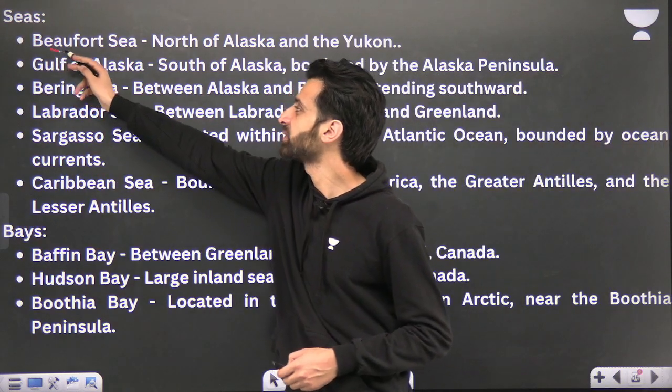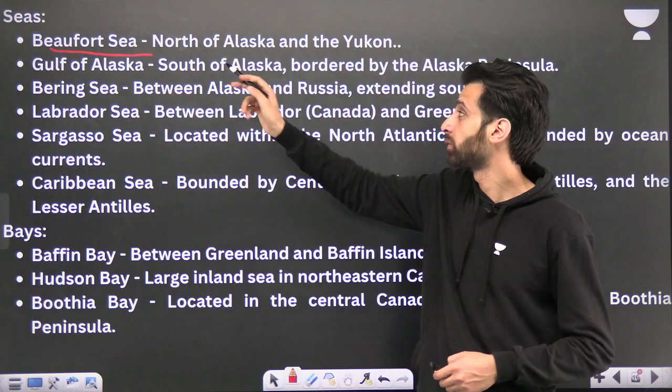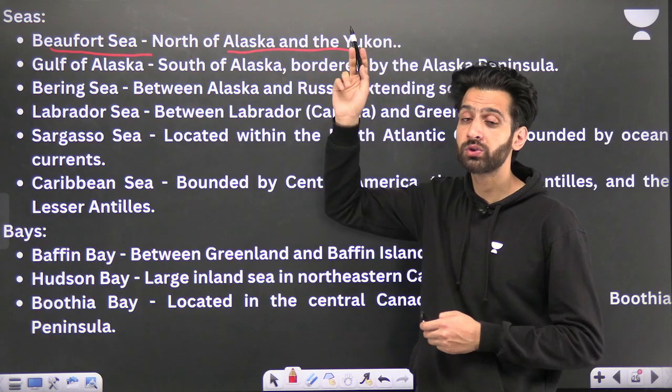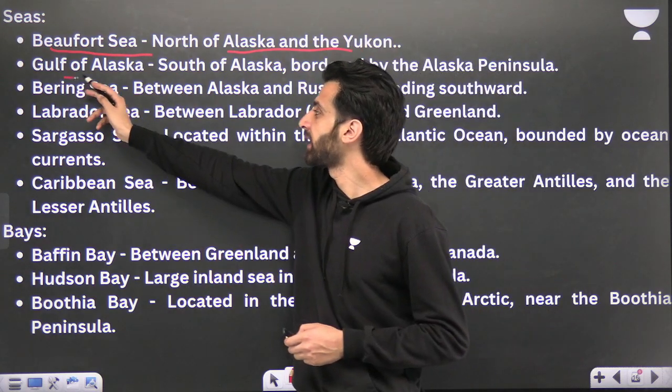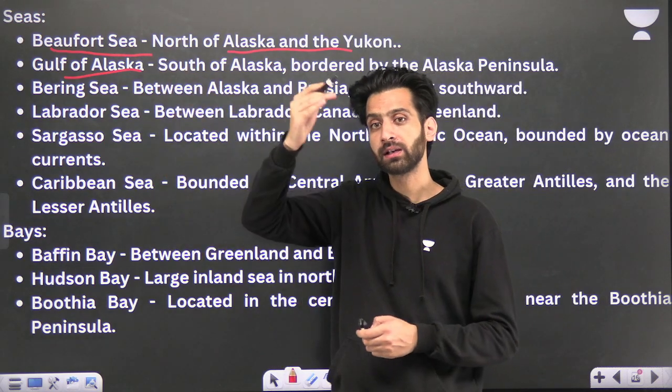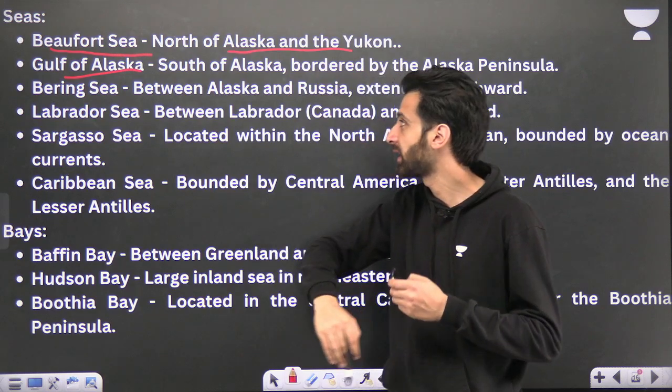Starting with the Beaufort Sea, that was in the northernmost part, north of Alaska and the Yukon, in the northernmost part of Canada, associated with the Arctic. Then there was Gulf of Alaska, that was to the south of Alaska. Beaufort was to the north of Alaska, Gulf of Alaska is to the south of Alaska again.